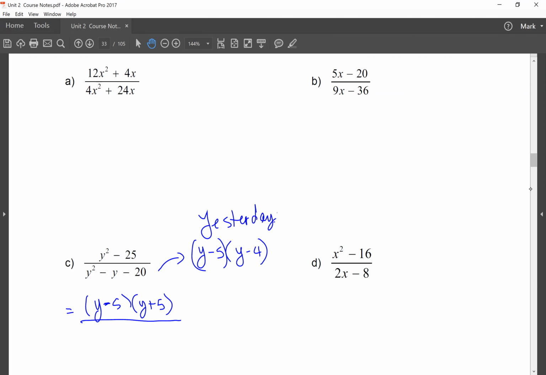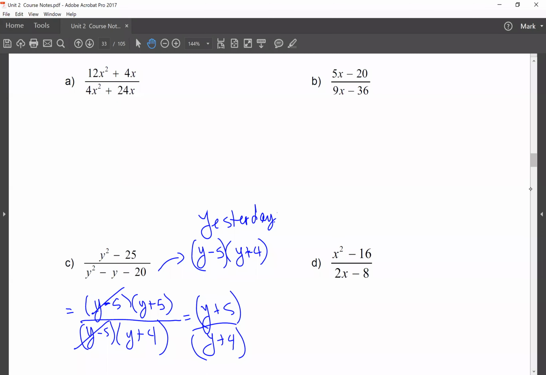But again, the method is I need to find two numbers that multiply to give me a minus 20 and add to give me a negative 1. And those two numbers are negative 5 and positive 4. So y minus 5, y plus 4, then cancel anything that appears on the top or the bottom, and that's it. Done.